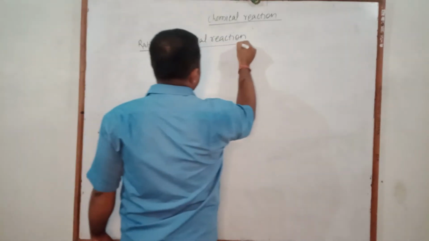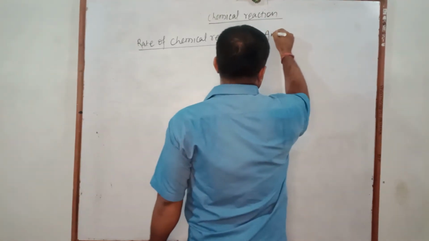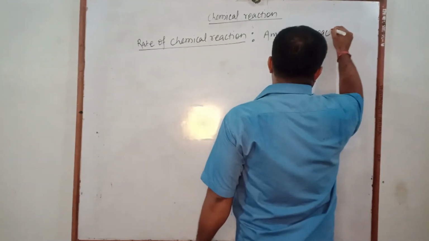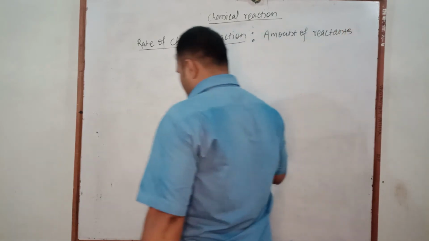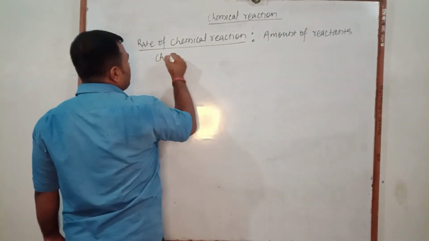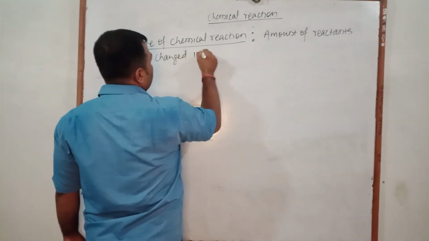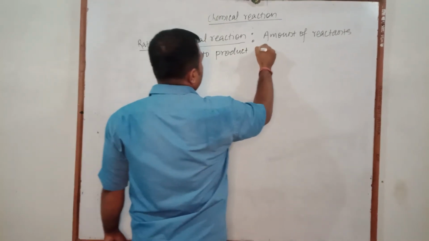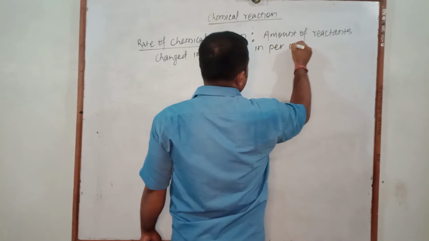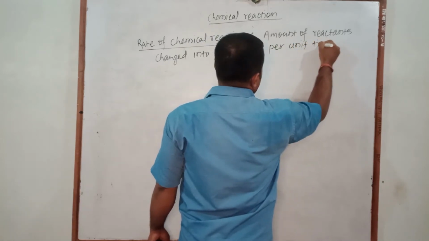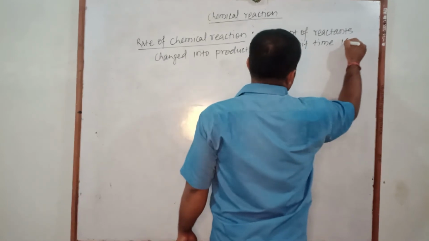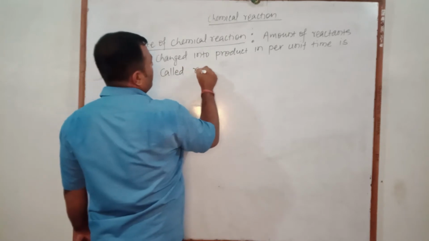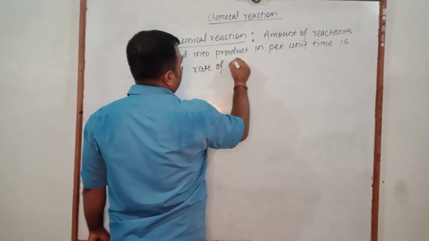It can be defined as the amount of reactants changed into product per unit time is called the rate of chemical reaction.